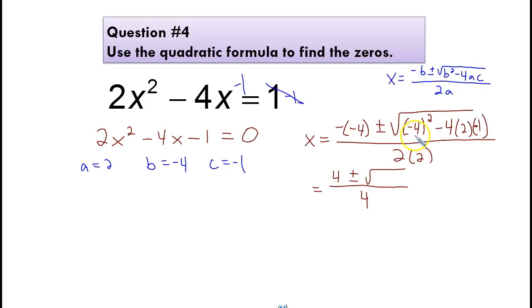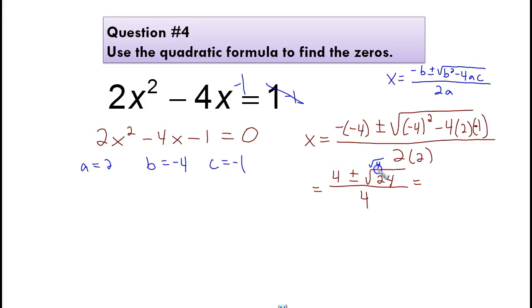We got negative 4 squared, which is 16, minus 4 times 2 times negative 1. And I get 24 when I do that. Essentially, this is like saying 16 plus 8, because the negative times the positive times the negative is a positive. Negative 4 squared is 16. 4 times 2 is 8, so 16 plus 8. We've talked about 24 already in this video, I think.